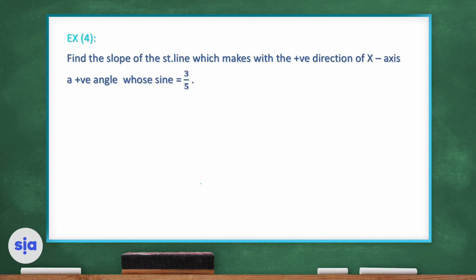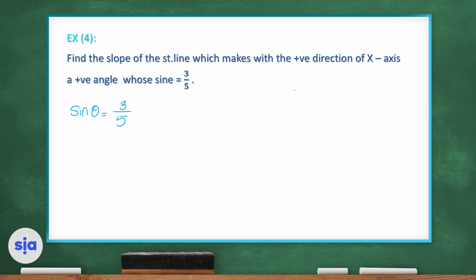Let's now move on to exercise 4. Find the slope of the straight line which makes with the positive direction of the x-axis a positive angle whose sine equals 3 over 5. Sine of this angle equals 3 over 5. So here it's given that sine theta is equal to 3 over 5.